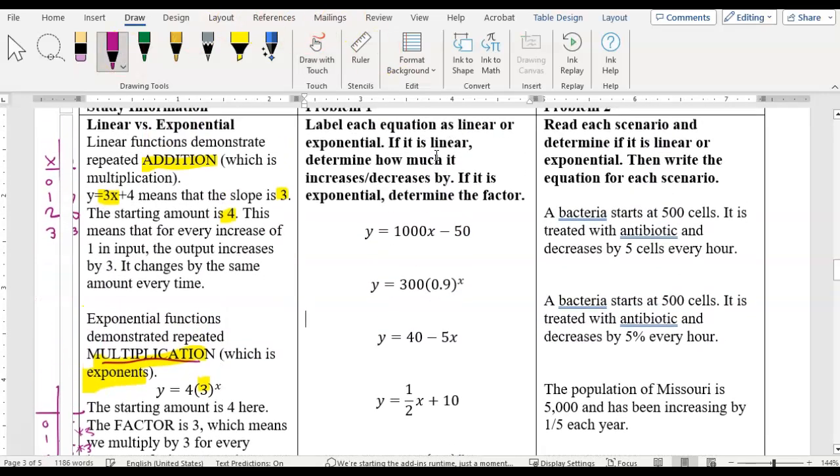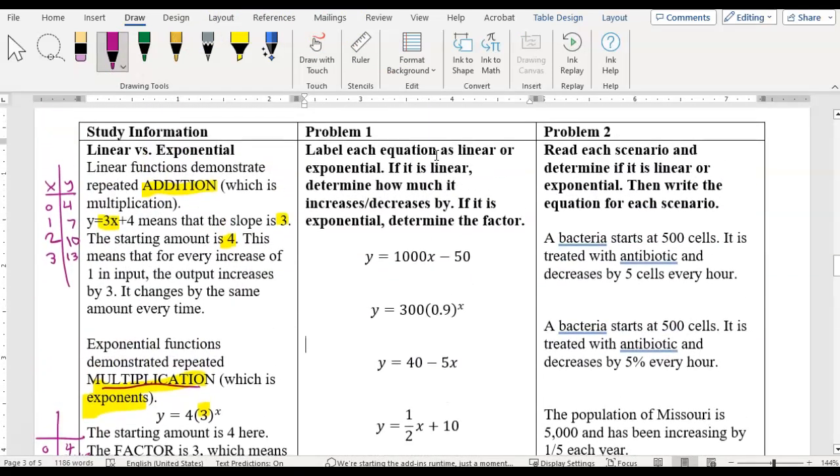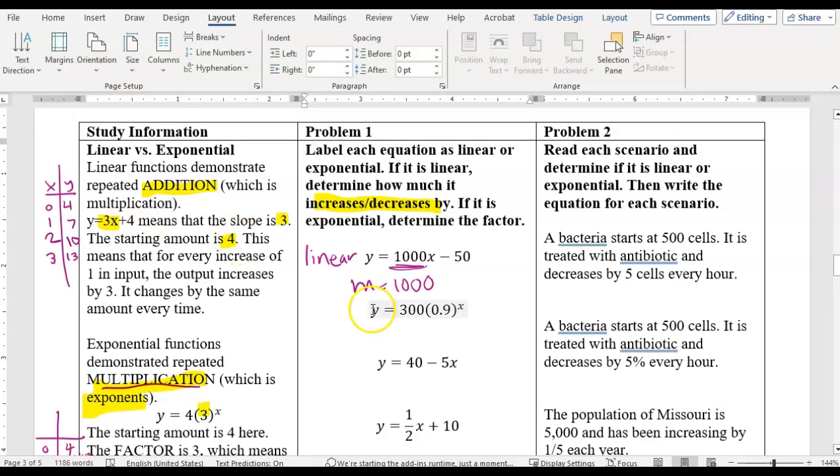So let's look at some examples. It asks you to label each equation as linear or exponential, and then if it's linear, determine how much it increases or decreases by. If it's exponential, determine the factor. So this one we can see we have a slope here, and it's being multiplied. We don't see any exponents, so this is in fact linear. And our slope is 1,000. That's how much it's increasing by each time x increases by 1.